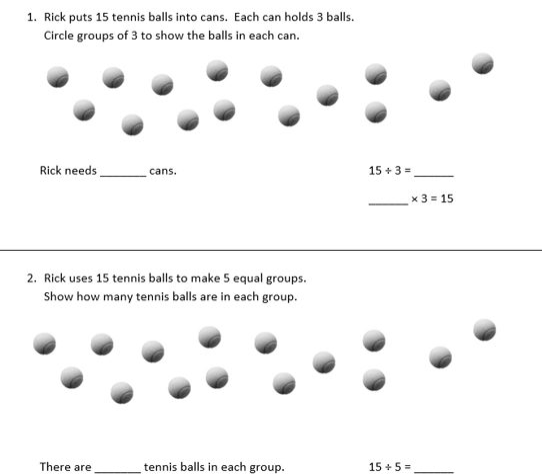The first question says, Rick puts 15 tennis balls into cans. Each can holds 3 balls. Circle groups of 3 to show the balls in each can. Then I have a related division problem and a sentence to show my answer. So I know that I need groups of 3 because each can holds 3 balls. So I'm going to start by circling those groups of 3.